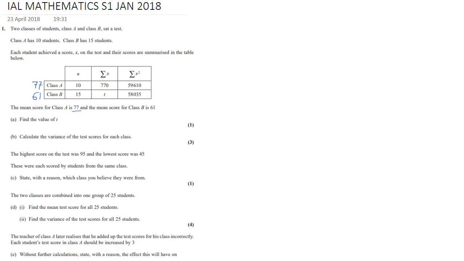So part 1 is very simple. T is equal to sigma x, which means 10 multiplied by 77, so that is 770, and for B, 61 multiplied by 15. So that is 915.